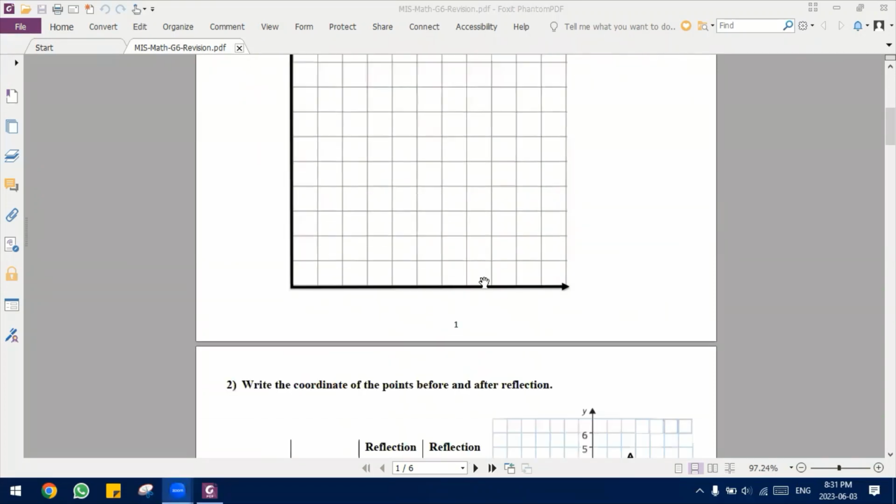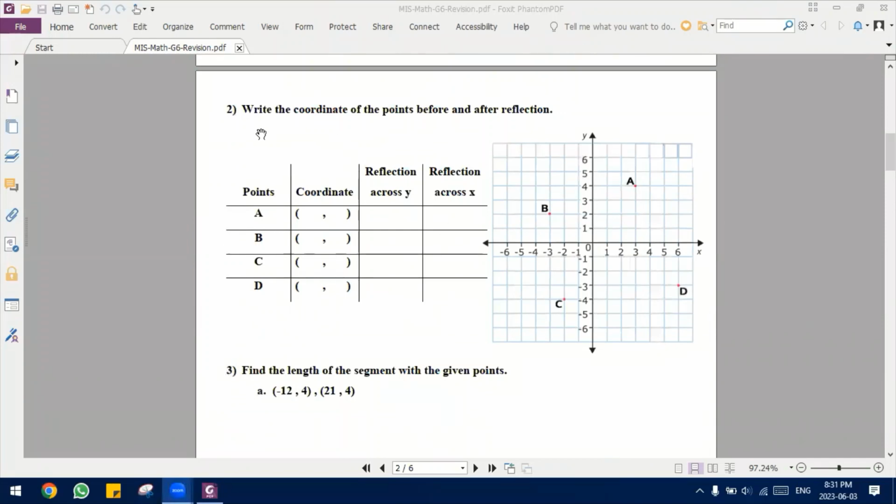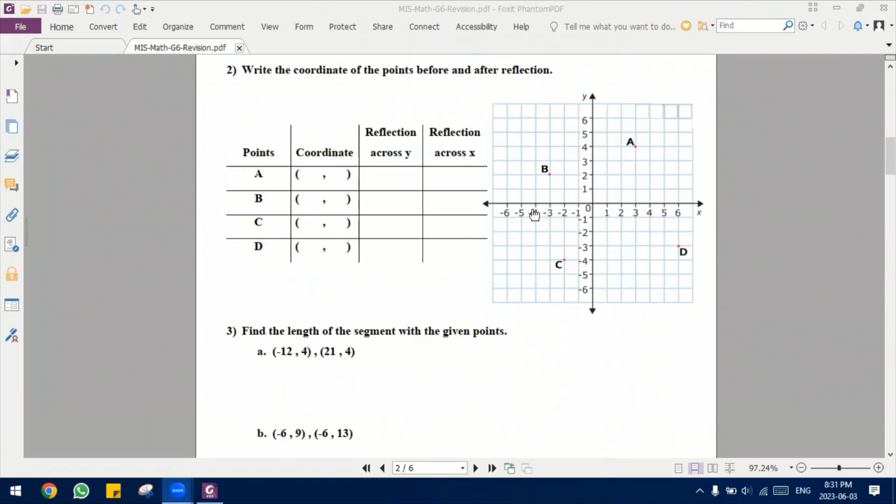Okay. Second question. Write the coordinates of the points before and after the reflection. So we learned that there's a reflection. We said that it's something just like a mirror, okay? So some directions will be flipped, will be the opposite, okay? So first of all, let's write the original coordinates of these points. We have A, B, C, and D.